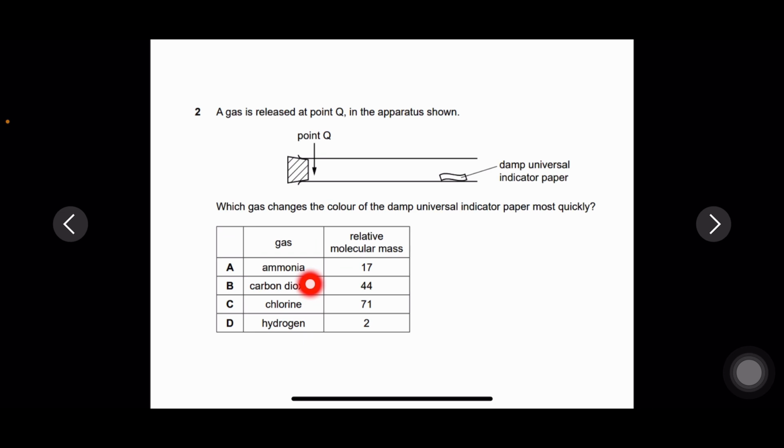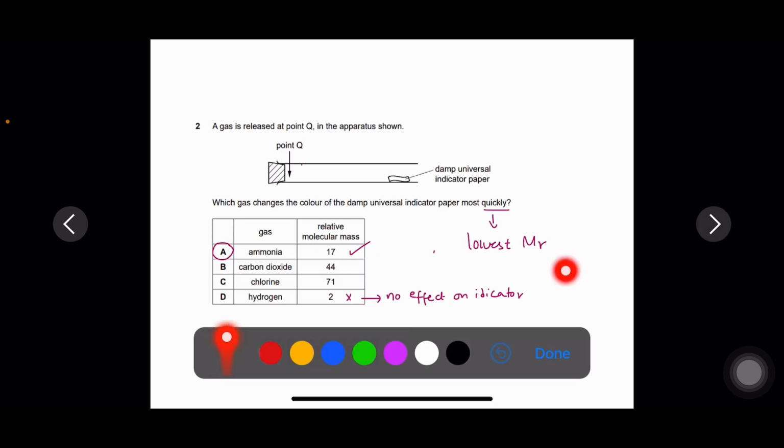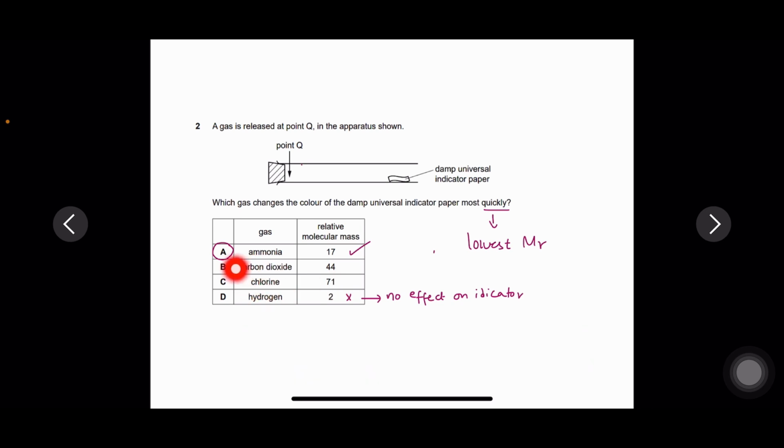Ammonia, yes, it does change. It's an alkaline gas, so it will have effect on universal indicator paper. Carbon dioxide also, chlorine also. The lowest molecular mass is of ammonia, so ammonia will be the right answer.